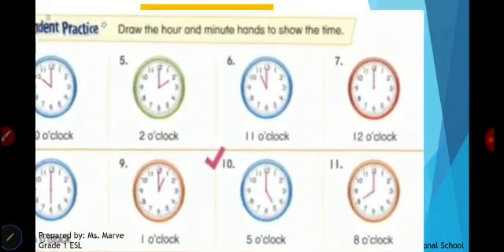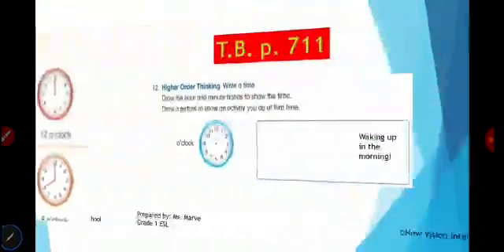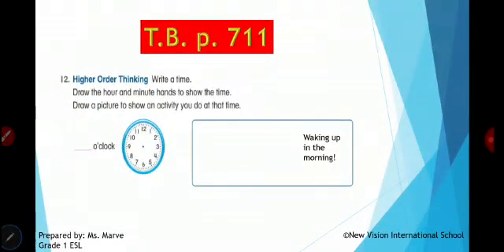Let's move on page 711. Down, there is a question. Write a time. Draw the hour and minute hands to show the time. Draw a picture to show an activity you do at that time.